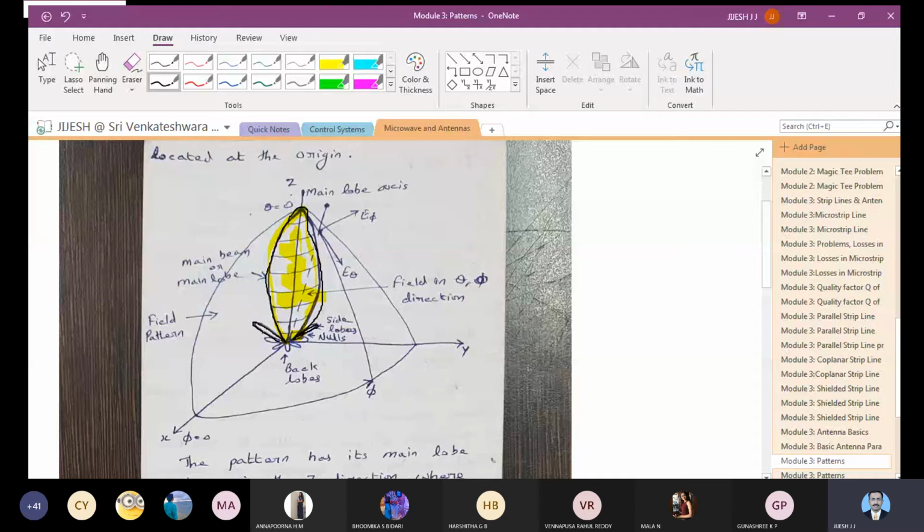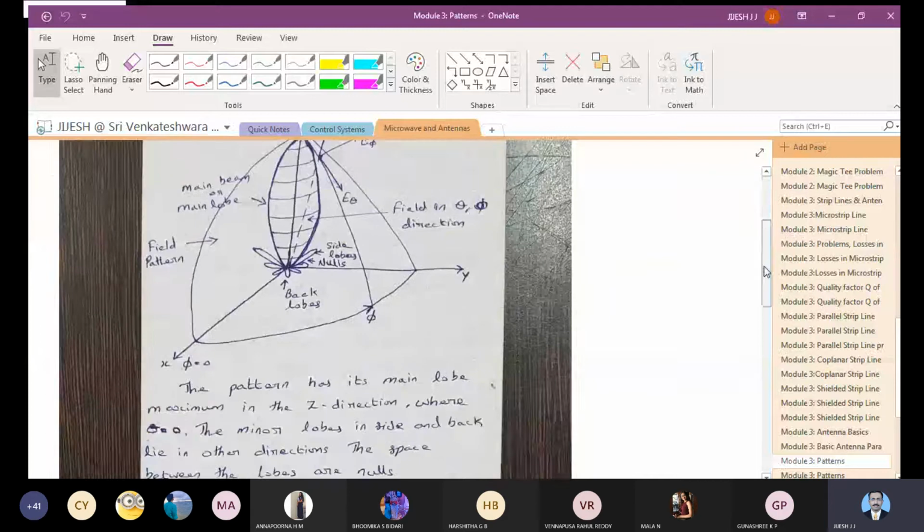You can see many side lobes here, and finally you can see one which is exactly 180 degrees opposite to the main lobe, which I am drawing now. This one is called the back lobe, exactly 180 degrees out of phase with the main lobe. These are some of the things you have in the pattern. This is the figure where you have the main lobe.